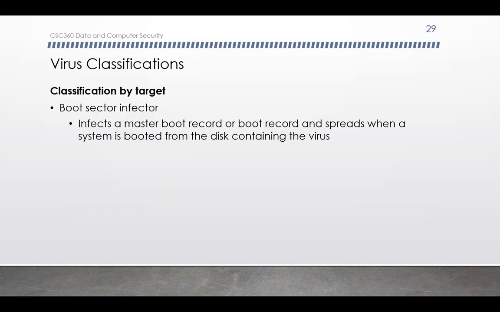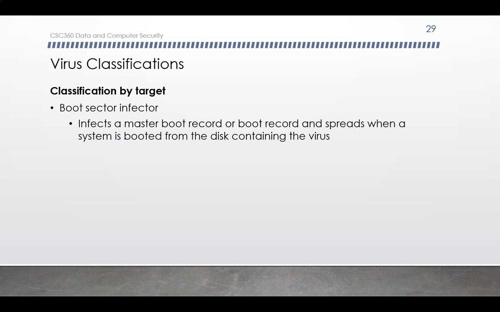There's no simple or universally agreed upon classification scheme for viruses. We can classify viruses along two orthogonal axes: the type of target the virus tries to infect and the method the virus uses to conceal itself from detection by users and antivirus software.